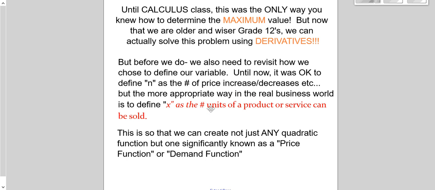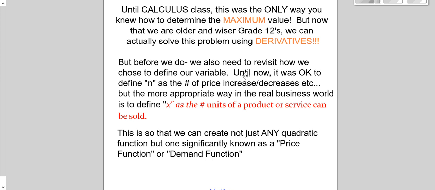Okay, so hopefully you pause the video. But before we actually figure out how to use derivatives and what aspect of it we want to do, we need to first think back to that let statement. The problem was I didn't like hearing myself say, let n be the number of price decreases. That just doesn't sound right.